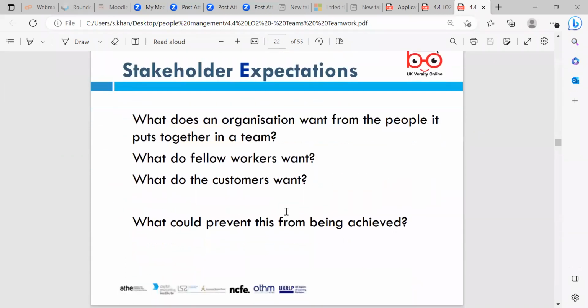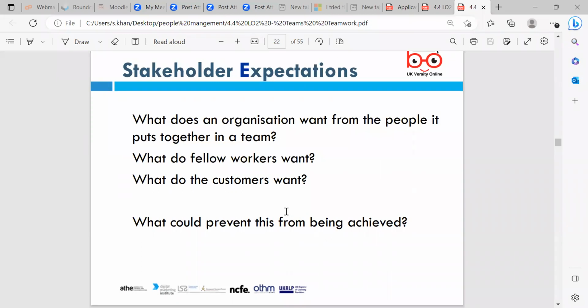Stakeholders' expectations. What does an organization want from the people it puts together in a team? It wants good teamwork. It wants people that can bring in ideas. It wants new, fresh ideas. It wants people to contribute with each other and work well as a team. What do fellow workers want? Well, they want someone they can work with. They don't want someone who's abrupt, aggressive, not listening to their ideas. They want to be able to work together as a team.